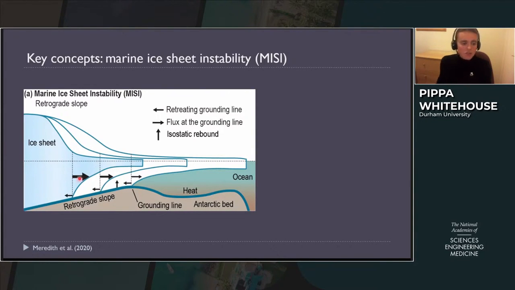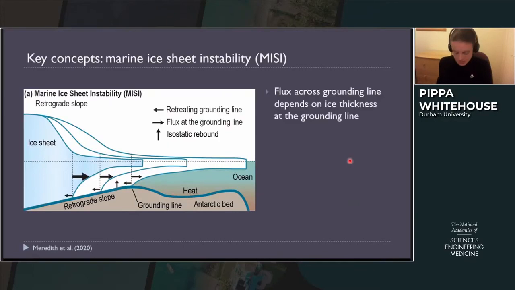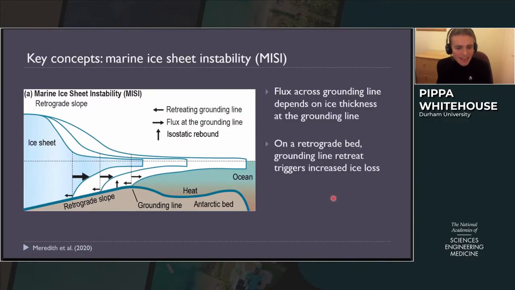So as the ice sheet retreats, if the bed is sloping downwards, the flux of ice increases and we get into a runaway scenario. And that's the marine ice sheet instability. And so these are scenarios which predict the potential for very rapid collapse of the ice sheets if they're perturbed into this sort of unstable situation. I missed a few bullet points there. So on this bed, we get unstable ice loss.